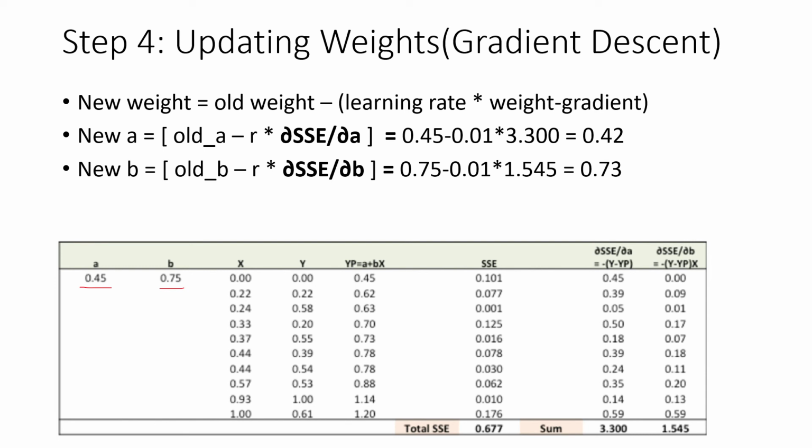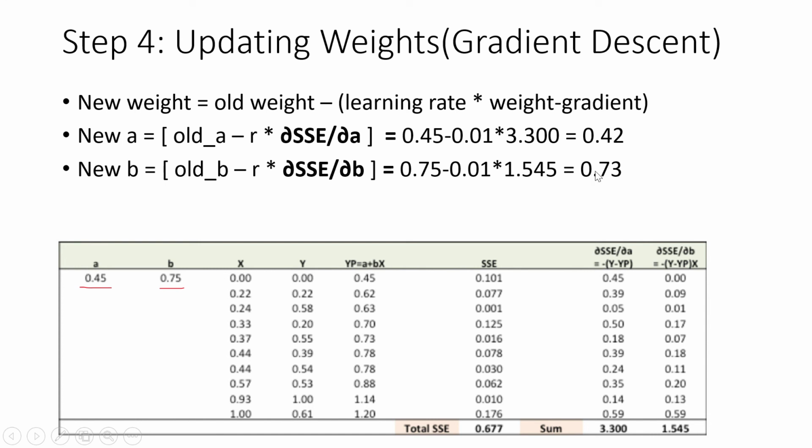And if the learning rate is too low, then your algorithm takes a lot of time to converge. So I've chosen 0.01, but you can experiment with learning rates. So 0.45 minus 0.01 times 3.3 gives you 0.42. So this will be the new value of a. Now when we do step 2, step 3, step 4, we'll use the value of a as 0.42 and not 0.45. And similarly, the new b value will be old b minus learning rate times sum of squared error gradient with respect to b, which will be 0.73.